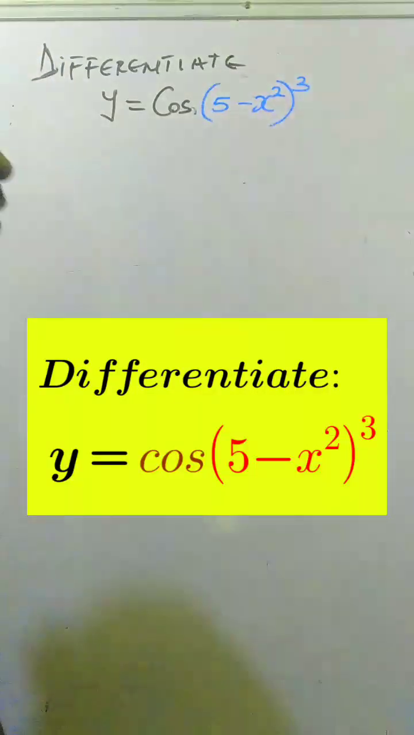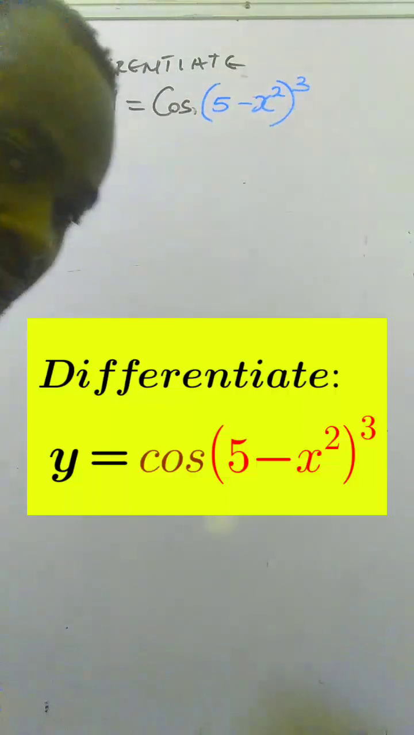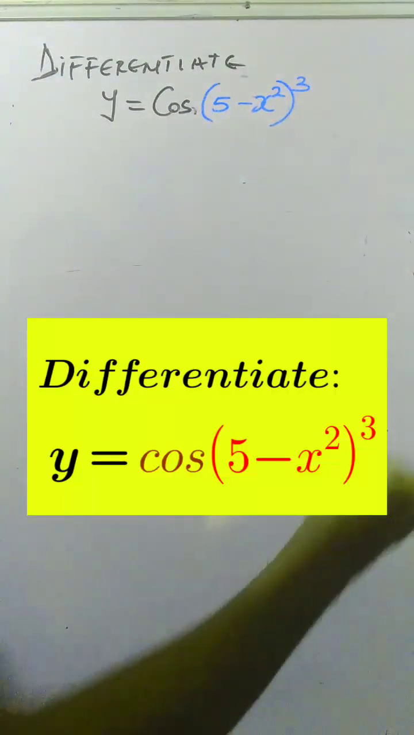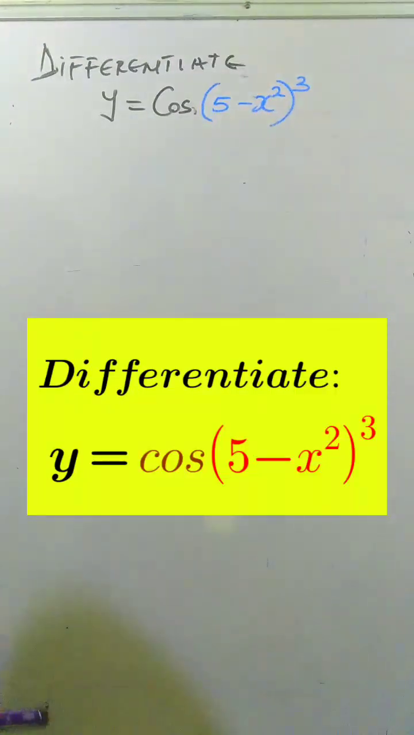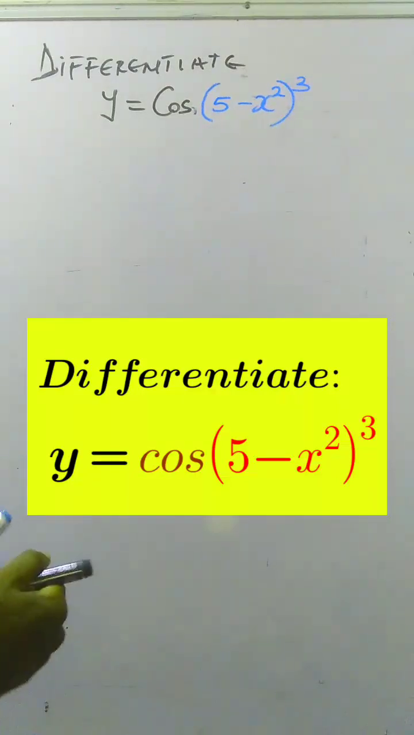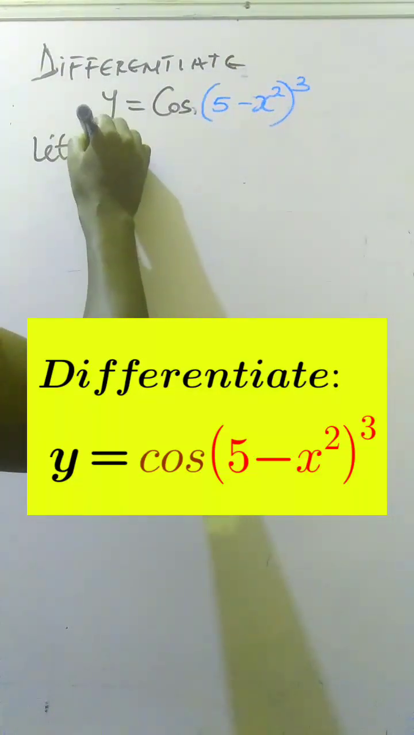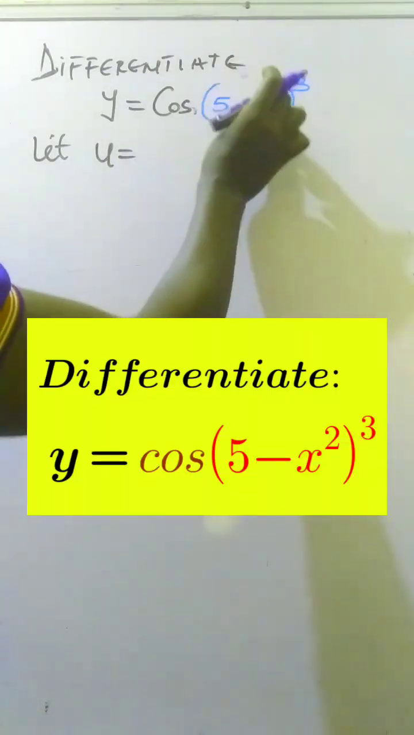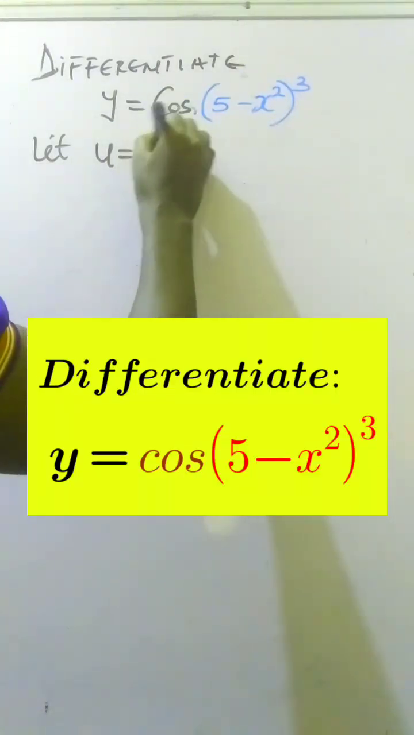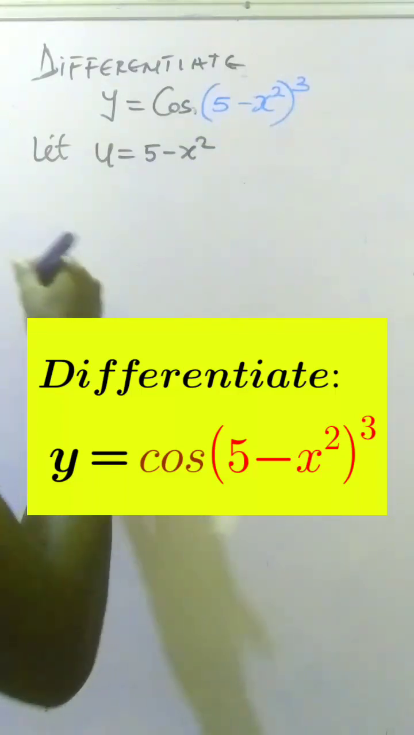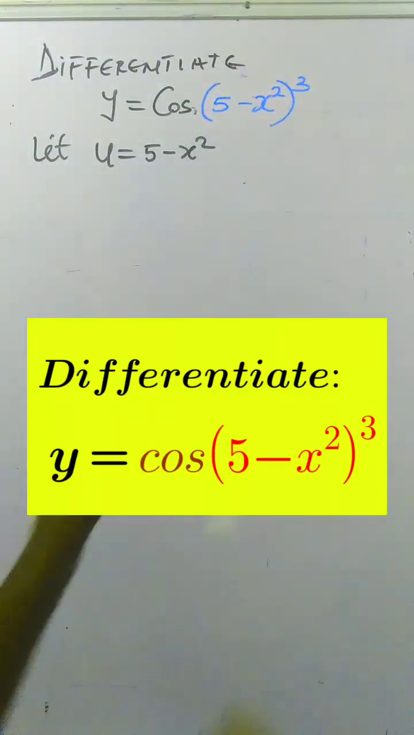We have y equal to cos of (5 minus x squared) all cubed. Okay, so we're going to use the chain rule once again to solve this particular problem. So let's go. Now we say let u be equal to, this time in the bracket, 5 minus x squared. So as usual, let's differentiate.